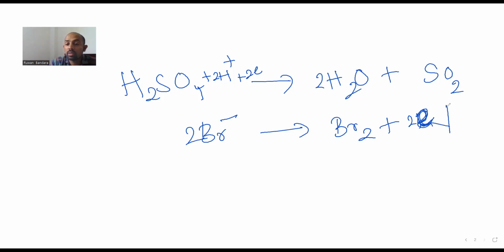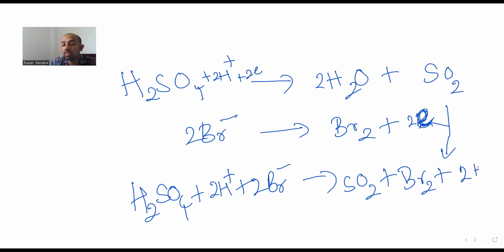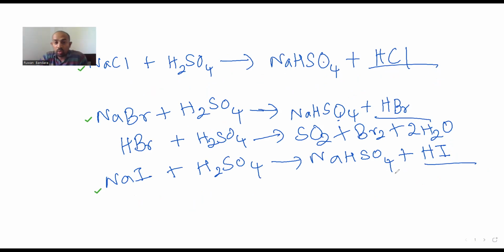So by combining these two, we can write H2SO4 reacts with 2H plus and 2Br minus, forming SO2, Br2 and 2H2O. Clear? We'll write this in detail, don't worry. I'm explaining. Okay. Clear?